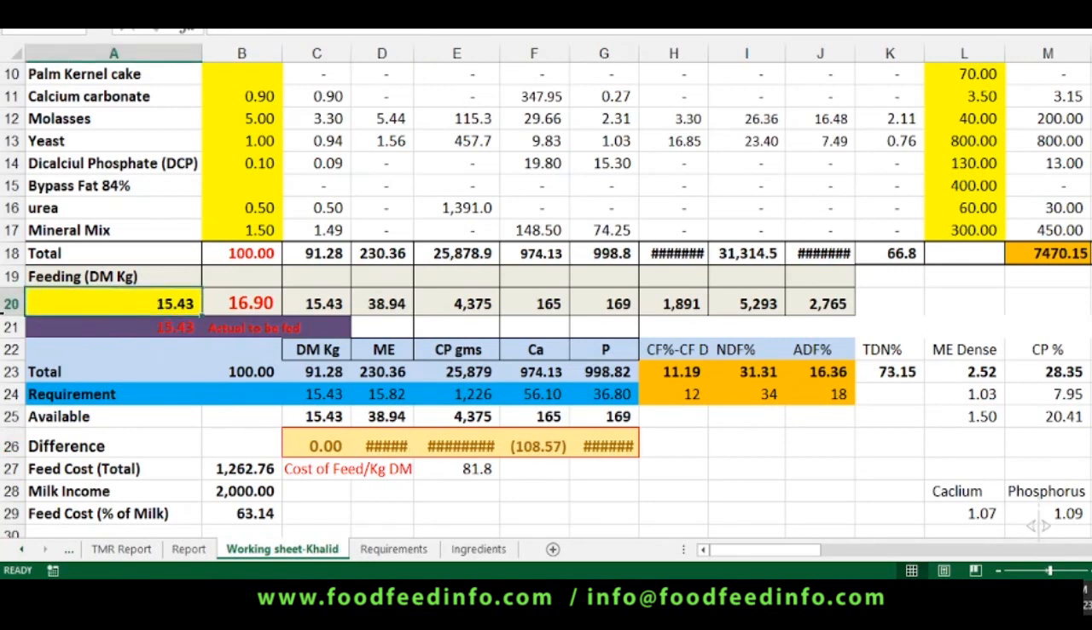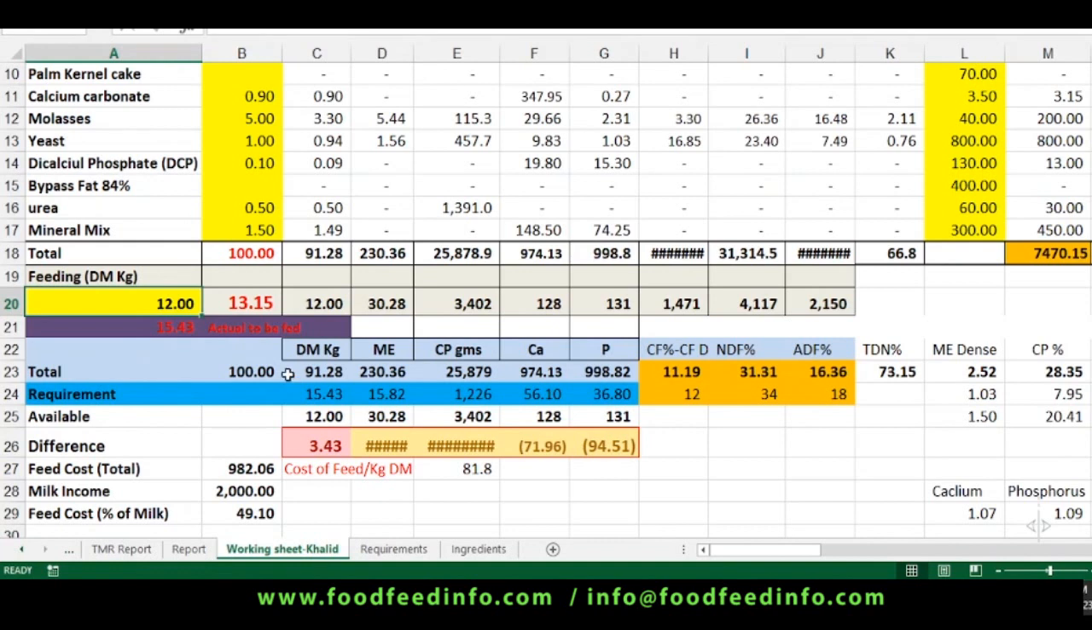So if you are formulating a diet that is very concentrated, like I just reduced the intake value to 12 kg, now you can see the requirement is 56. The animal is eating a lot of calcium. The animal is eating a lot of phosphorus. Similarly, the protein intake is quite high. So you have to adjust the chemical composition of your concentrate.